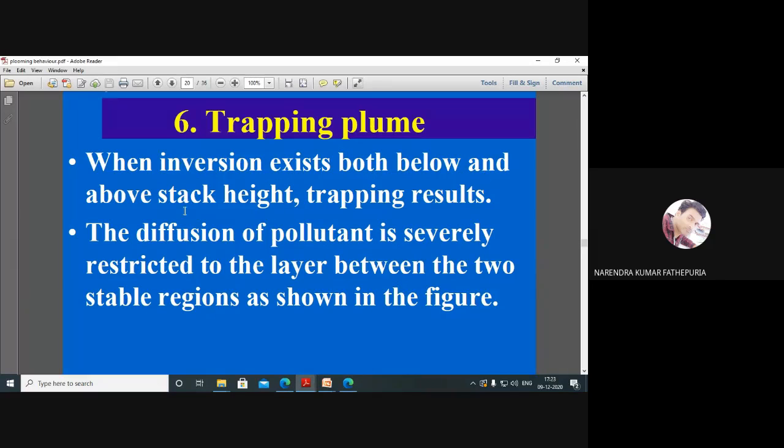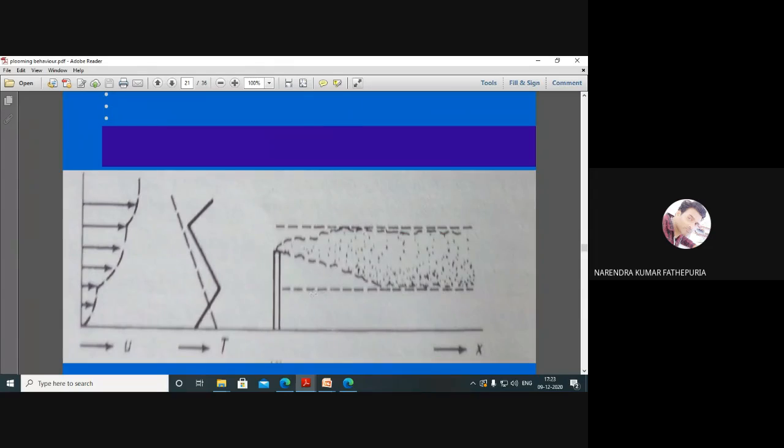Trapping plumes occur when there is inversion both below and above the stack height. Trapping results in the diffusion of pollutant being severely restricted to the layer between the two stable regions, as shown in the figure. See here, this is the one dotted line above the pollutant. Below the pollutant is the chimney from which the effluent is discharged. So pollution is dispersed and it creates an inversion condition where it's kind of blocked here. It's kind of an anticyclone inside. So it is very dangerous, and the behavior of ELR and ALR will be like this.